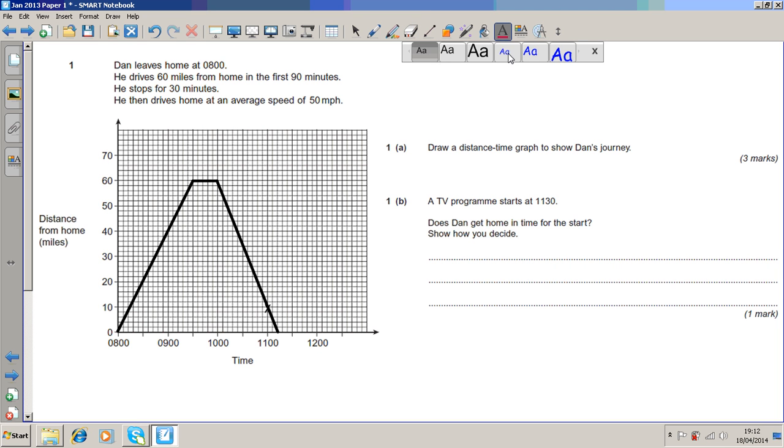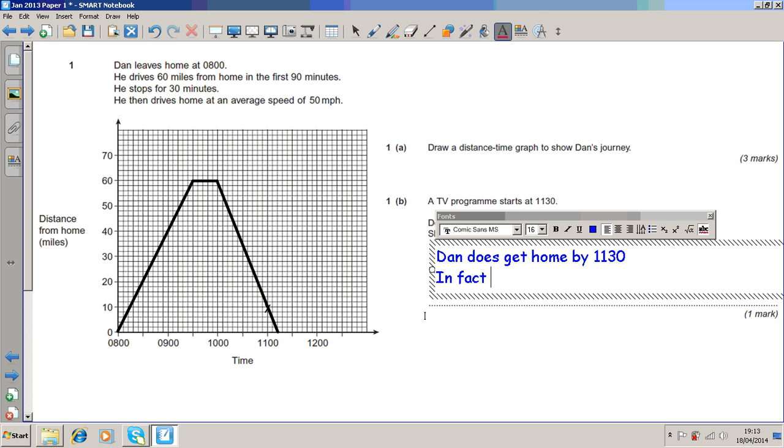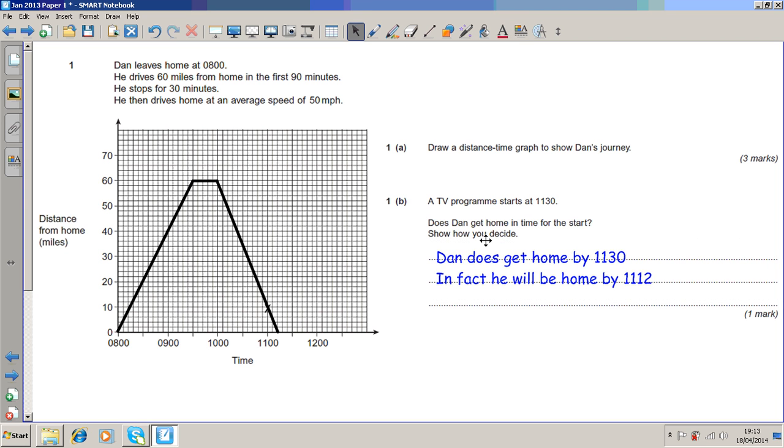Okay. So, does Dan get home in time for the start of a TV programme that starts at 11:30? Well, 11:30 is there. So, yep, he's going to make that. In fact, if that's 11:30, then these are going to be 6s. He's going to get home at 11:12. So, Dan does get home by 11:30, but he will be home by 11:12. He's even got 15 minutes to get the kettle on and have a cup of tea.